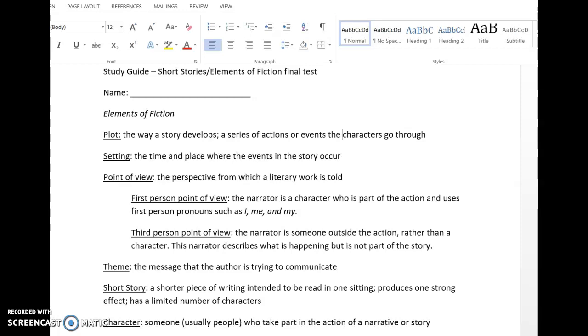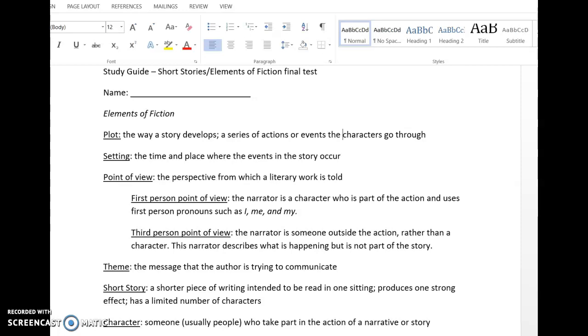Okay, what is a short story? We read 4 of them. A shorter piece of writing intended to be read in one sitting that produces one strong effect and has a limited number of characters. So The Lady or the Tiger, it's a short story. It's not a lot of pages. You can read it in one sitting as long as you're focused, right? There Will Come Soft Rains, not a long story. Harrison Bergeron and All Summer in a Day, very short stories, not something that's going to take you a long time to read.